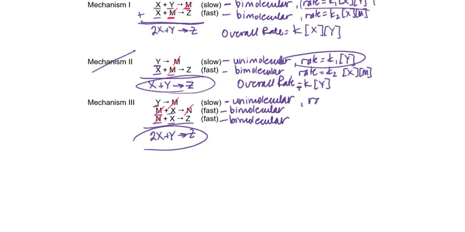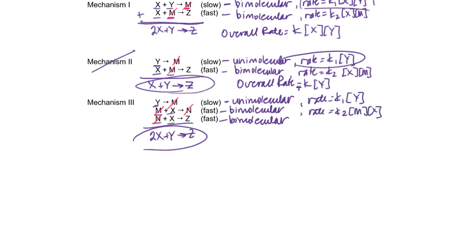The rate for the first step would be k1 times Y. The rate for the second would be M times X times k2. And the rate for the third step would be k3 times N times X.